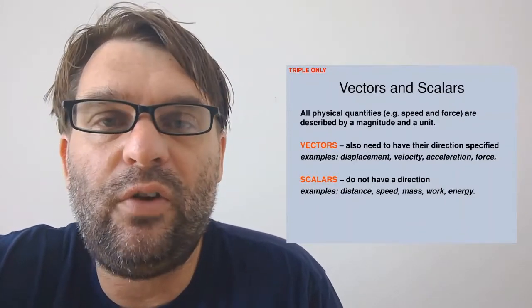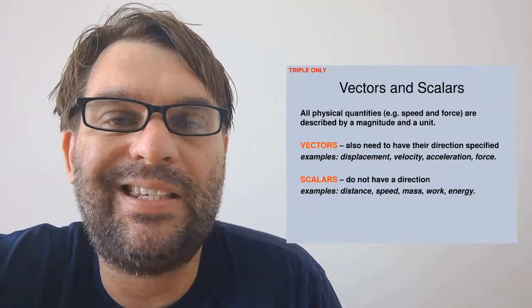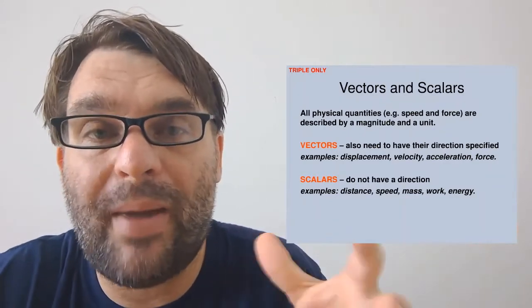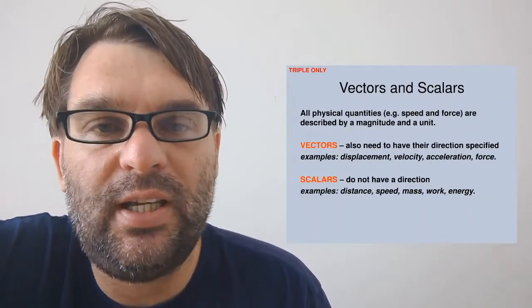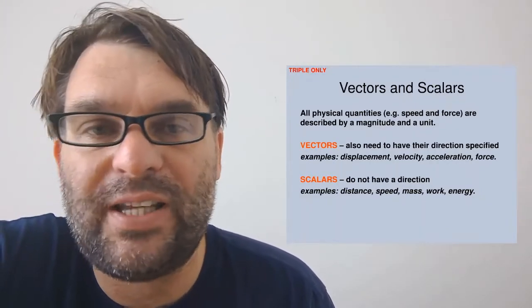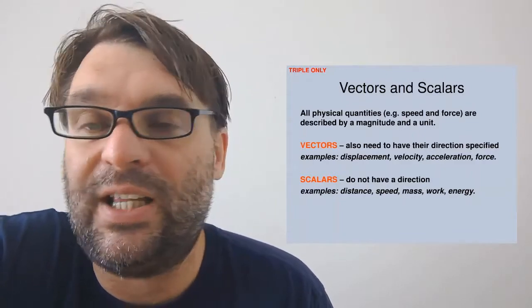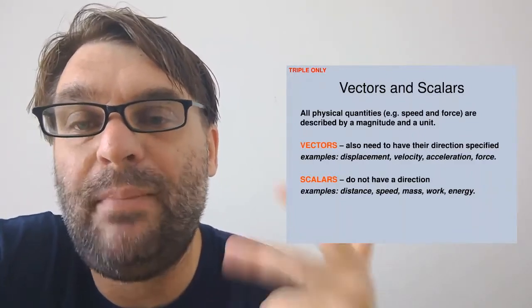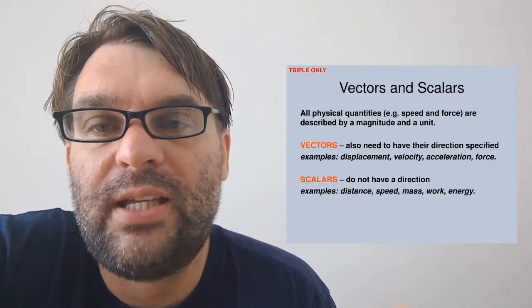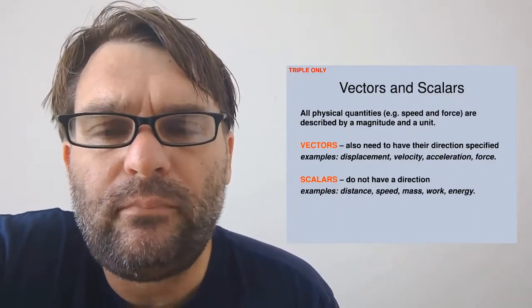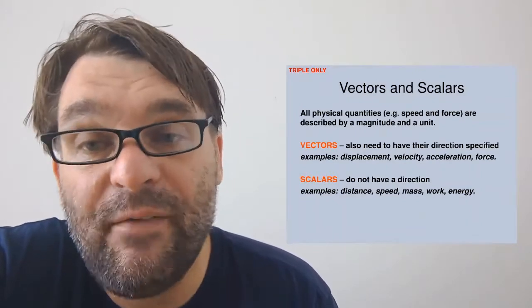So everything in the universe, everything physical, has to be described by a size or a magnitude and has a unit. So vector quantities also have a direction. So for example, velocity or acceleration. So velocity would be 10 meters per second, which is the size or the magnitude, but also direction, say 10 meters per second north. And a scalar quantity doesn't have a direction.